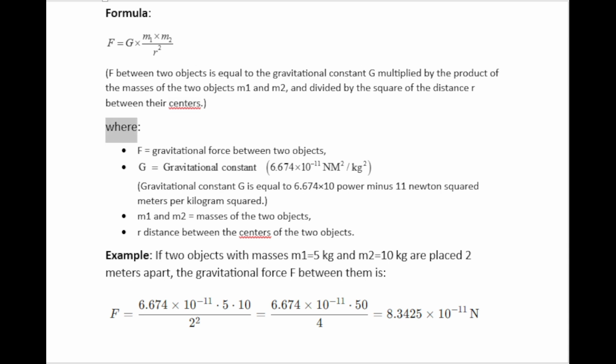where F is equal to gravitational force between two objects. Gravitational constant G is equal to 6.674 times 10 power minus 11 Newton squared meters per kilogram squared. m1 and m2 are the masses of the two objects. r is the distance between the centers of the two objects.